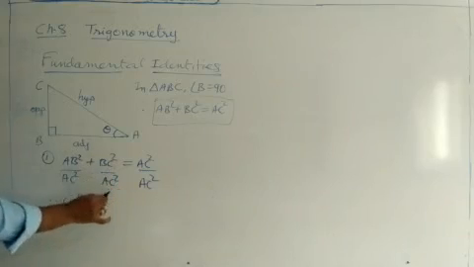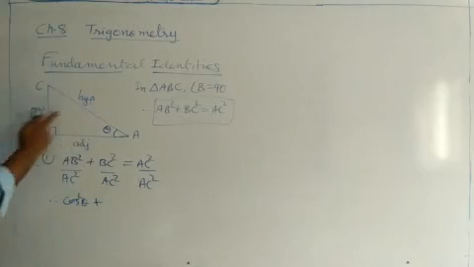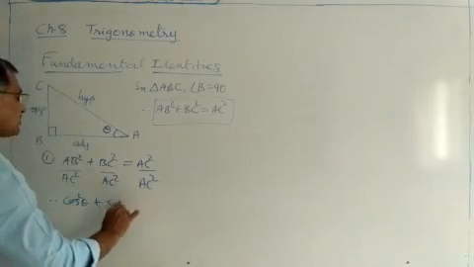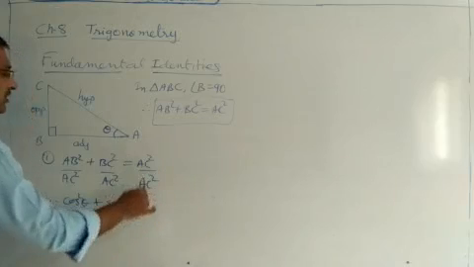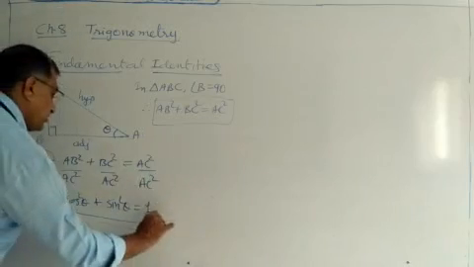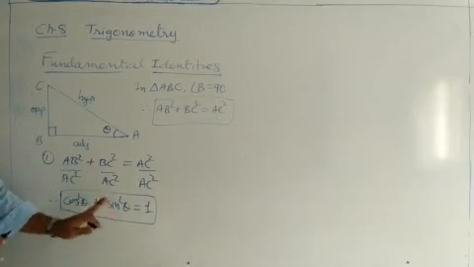Similarly, BC square upon AC square. So BC is opposite side and AC is hypotenuse. So BC square upon AC square, opposite upon hypotenuse square, is called sin square theta. That is equal to AC square upon AC square, which is equal to 1. So we get this first basic identity: sin square theta plus cos square theta is equal to 1.